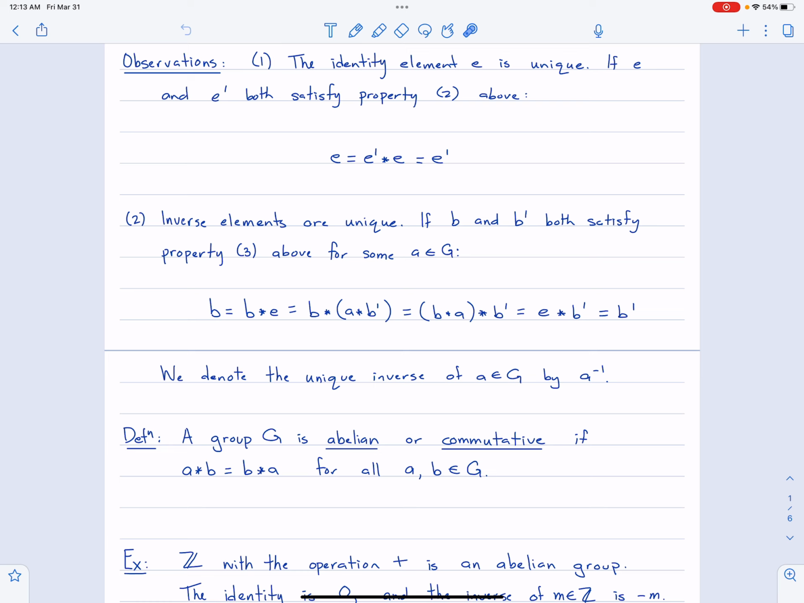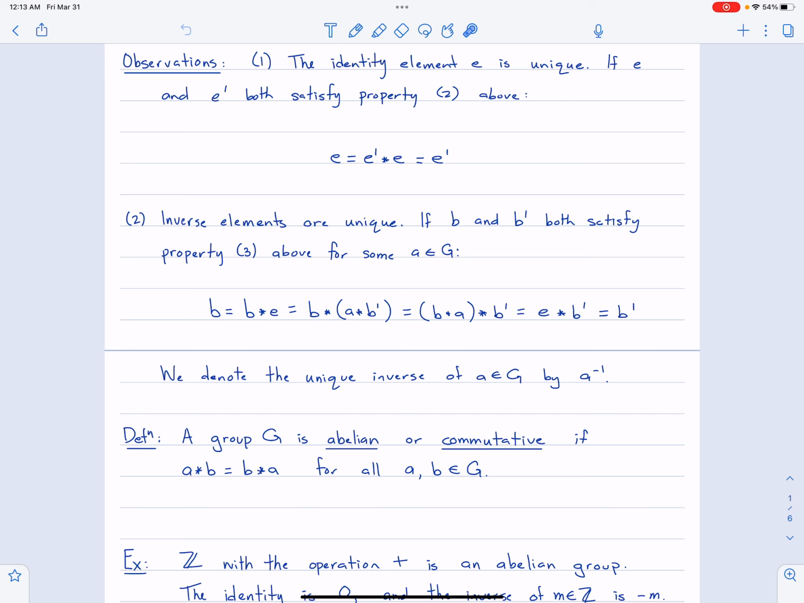Another definition we can make, and this is a property that not every group will have, is we say that a group is abelian or commutative if A times B is equal to B times A for every possible pair of group elements in G. Okay, so not every group is going to satisfy this. There are abelian and non-abelian groups.